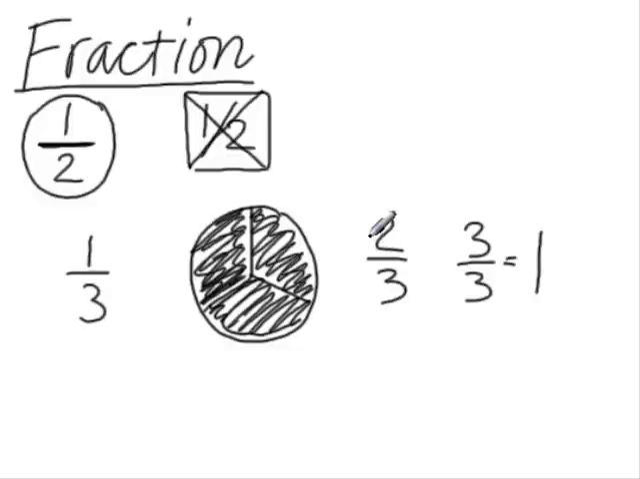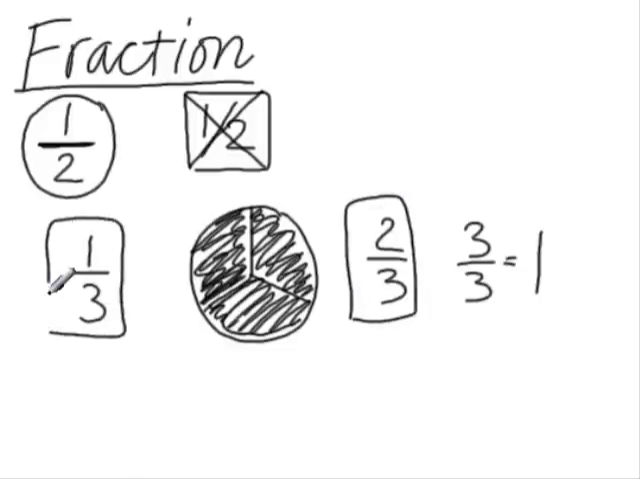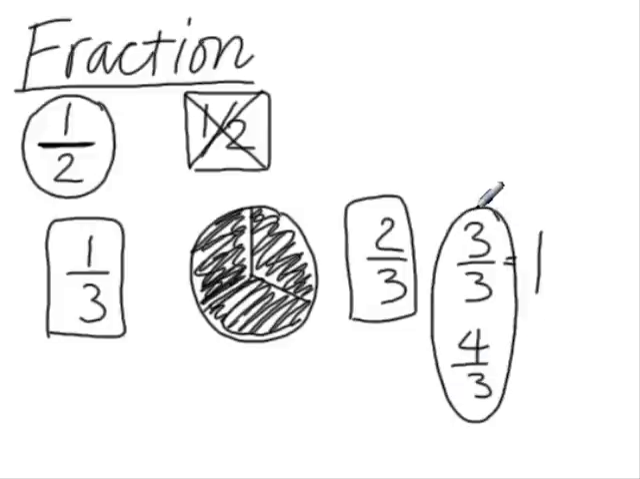When a fraction is written so that the number on top is smaller than the number on the bottom, we call that a proper fraction. And these are proper fractions. When the number on top is equal to the number on the bottom or larger, for example, if we had 4/3, we call that an improper fraction. And those fractions usually need to be simplified to help us understand.